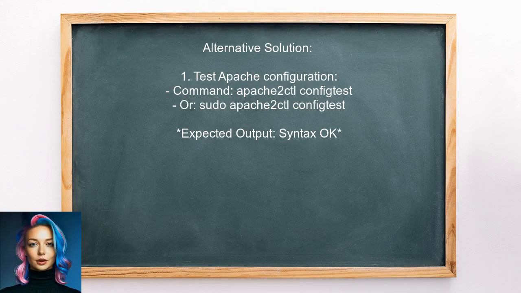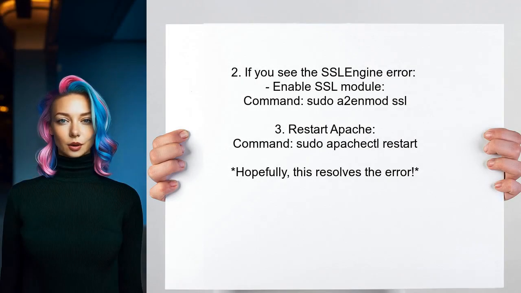An alternative solution provided by another user suggests a few steps to resolve the SSLEngine error. First, test your Apache configuration for syntax errors using the command apache2ctl configtest or sudo apache2ctl configtest. If the syntax is correct, you'll see a confirmation message. If you encounter the SSLEngine error, the next step is to enable the SSL module by running sudo a2enmod ssl. After that, restart Apache with sudo apachectl restart. This should help resolve the issue.